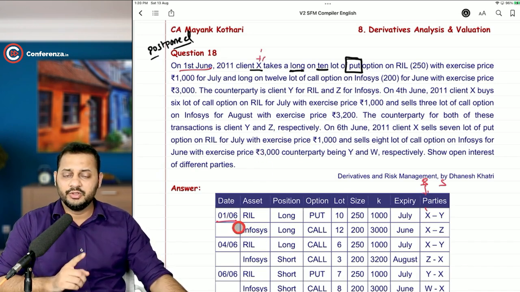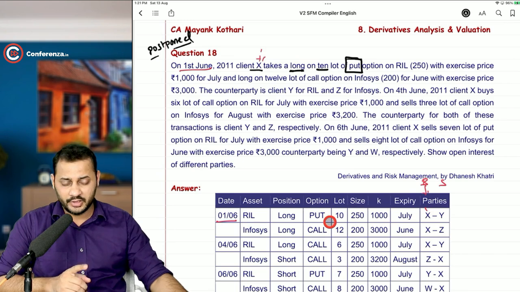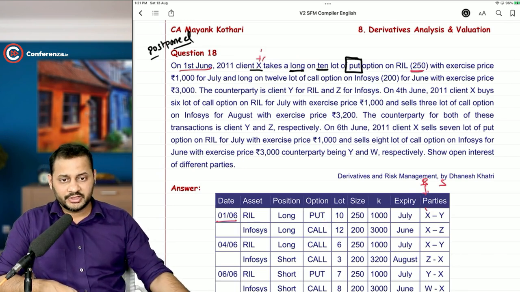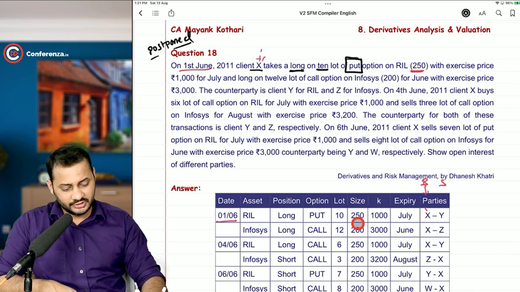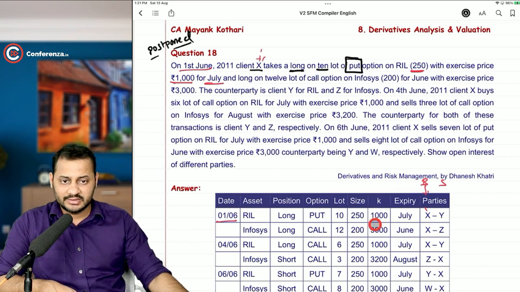So on 1st June, the asset was Reliance Industries Limited. We took a long position on a put option, and that too 10 lots. Okay. 250 was the lot size. After 10 lots, we have a lot size of 250. Then the strike price is 1000 and it is expiring in July, and the buyer is X.